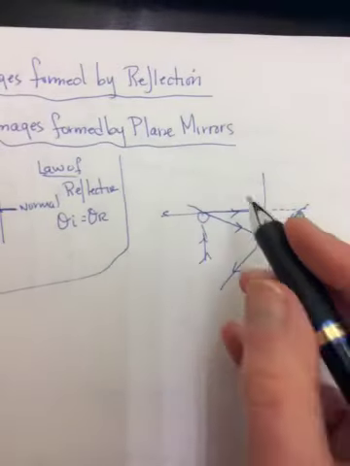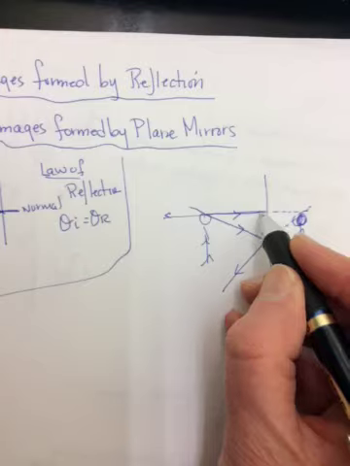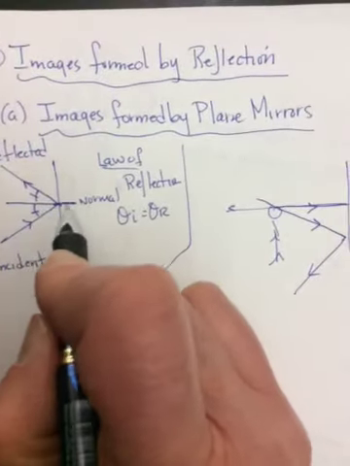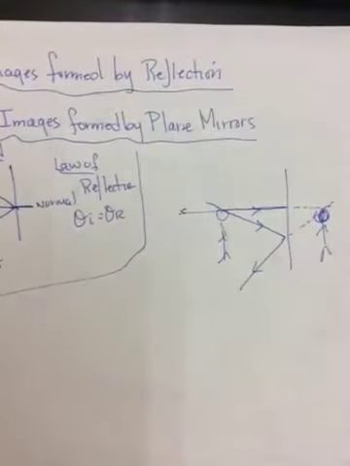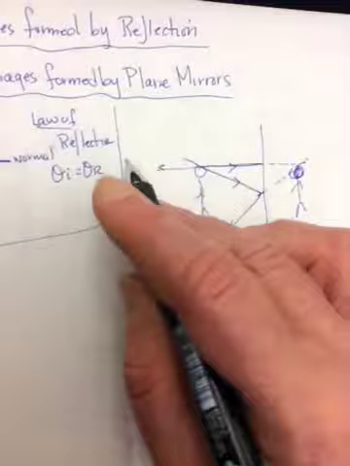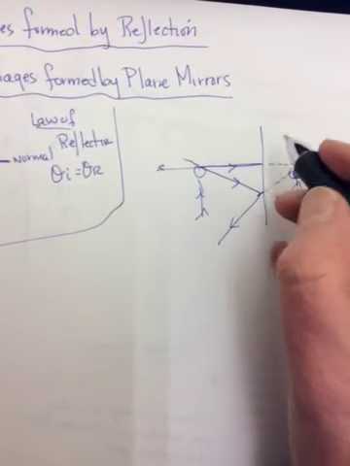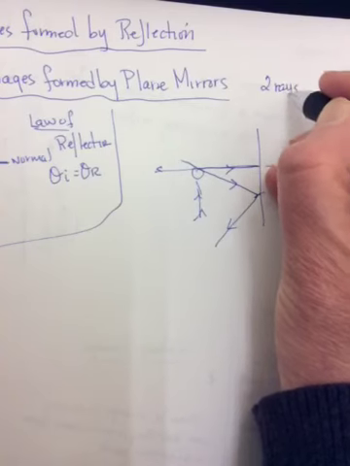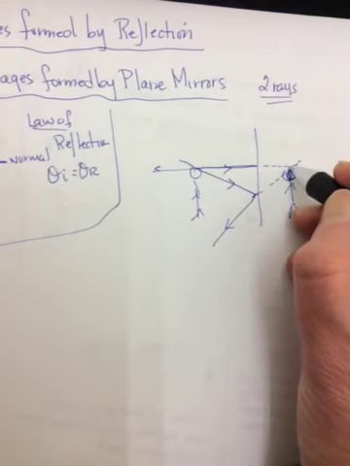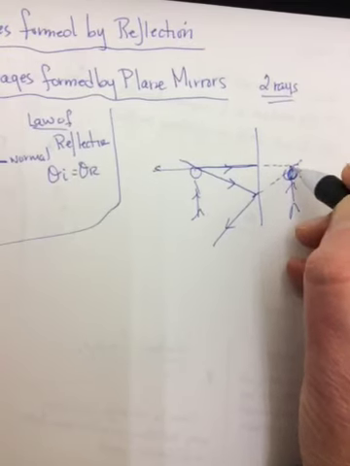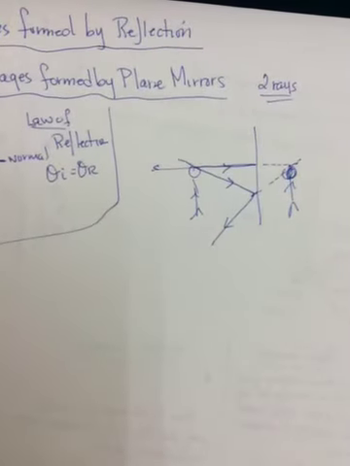When a light ray strikes the surface perpendicular, it comes straight back. Because it's striking along the normal, the angle would be 0, so the reflected angle would be 0. No matter whether it's a flat mirror, a curved mirror or a lens, you always need 2 rays to locate an image, because the image is always going to be where the rays cross. If you only have 1 ray, it's not going to cross.